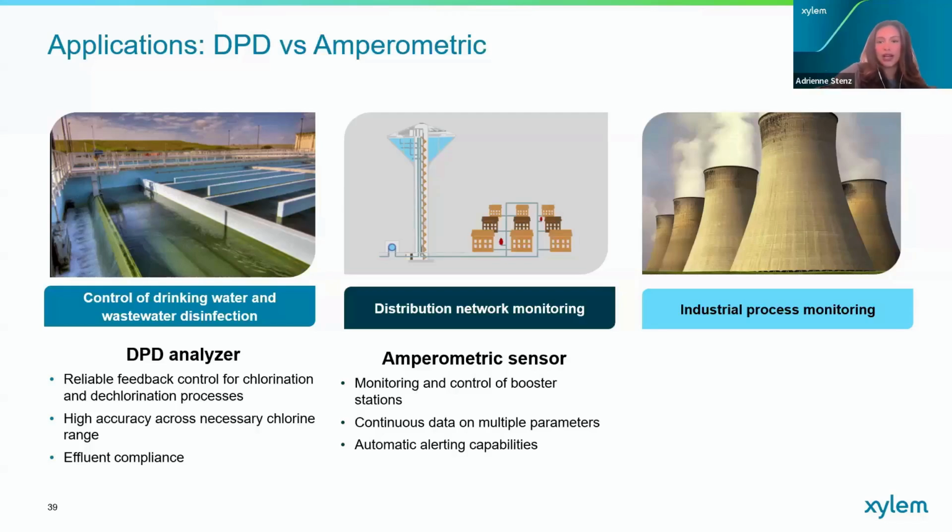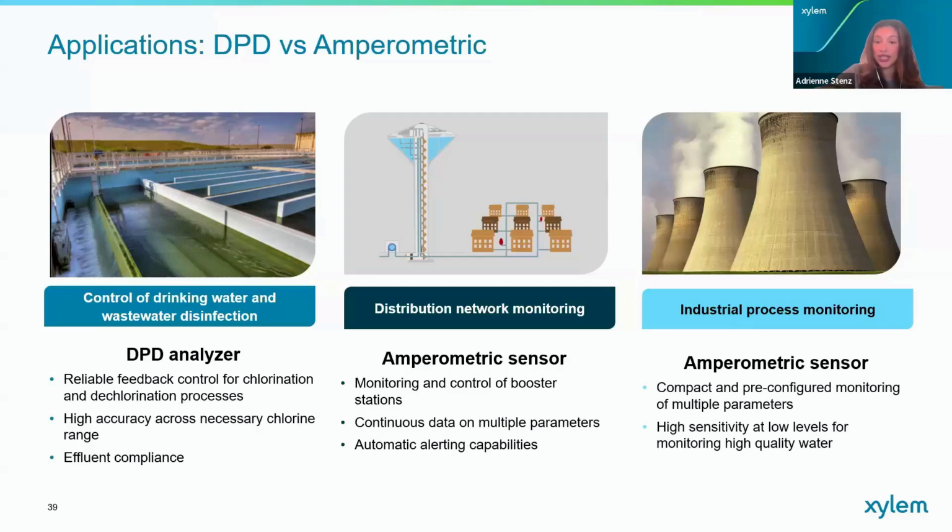For other industrial process monitoring, they may be better suited by an amperometric sensor as well. These come on a pre-configured compact panel with other parameters that may be of interest, and they exhibit high sensitivity at low chlorine levels for monitoring high-quality industrial water like that of cooling towers.